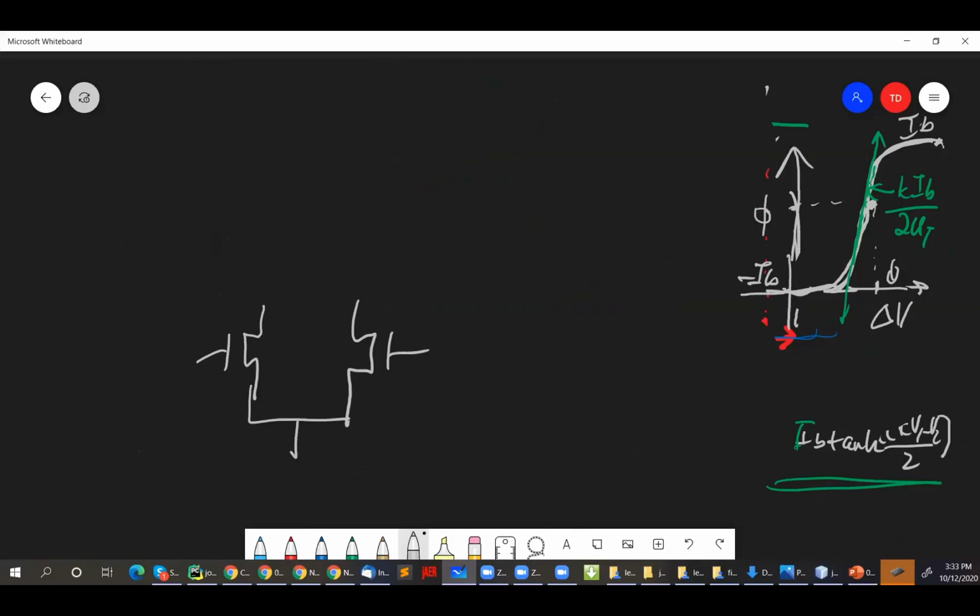So here's my diff pair, my 2 input voltages, my current mirror. But now we're not going to put a current mirror, because we're going for an output voltage, a node where the output voltage can swing all the way. So what you do here now is you mirror both sides.